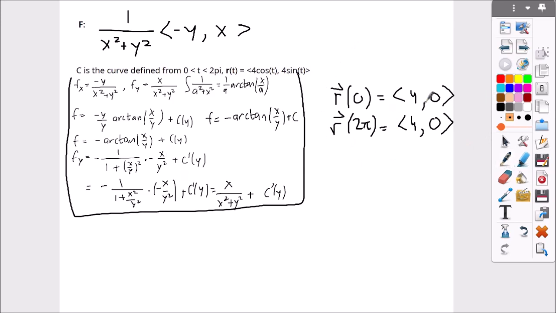So what does that mean? That means the integral of f dot dr along the curve c is 0. Doesn't do any work because it's conservative, because it's a gradient field, path independent, whatever. It just makes a whole circle back to the same place. So because we can find a gradient field for it, 0.